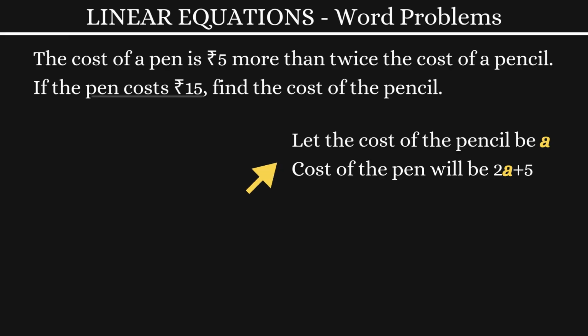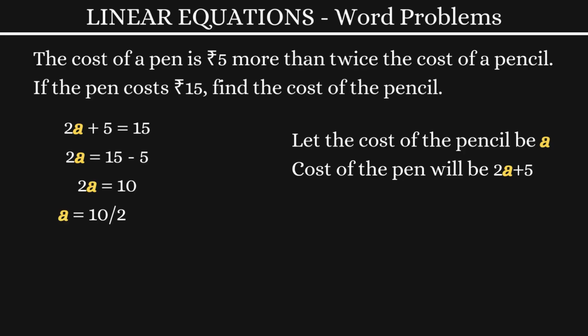Now we know that the pen costs 15 rupees. So 2A plus 5 is equal to 15 is our equation. So 2A is 15 minus 5, which is 10. So A is equal to 10 divided by 2, which is 5. Let's check the answer. Cost of our pencil is 5 rupees. Twice this cost is 10 rupees. And 5 rupees more than this becomes 15 rupees, which is the cost of the pen. That means our answer is correct.